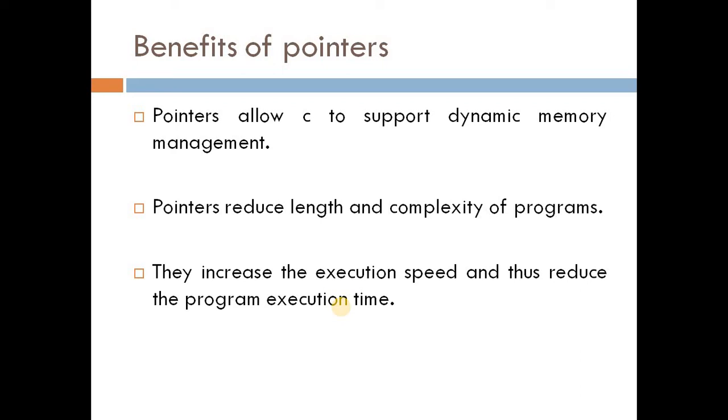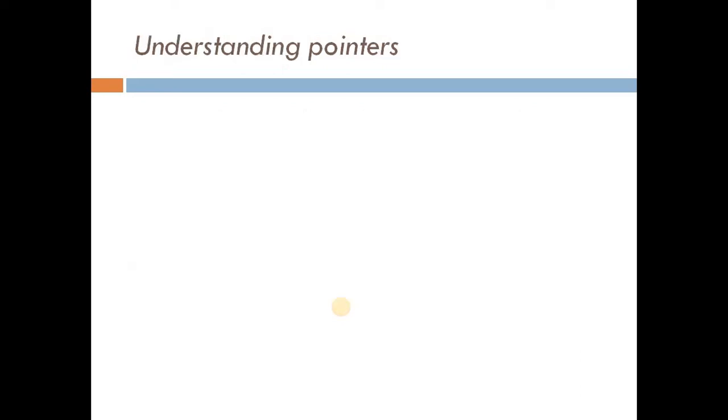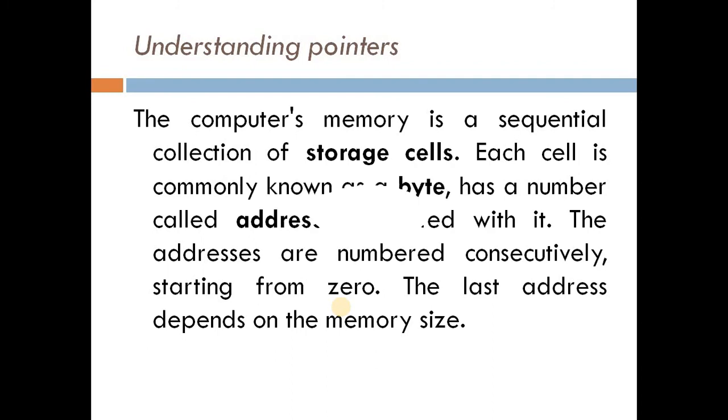So this was an introduction of pointers. Next we are going to see understanding pointers. The computer's memory is a sequential collection of storage cells. So we can see computer memory as a sequential collection of storage cells, commonly known as bytes, each of which has a number called address associated with it. The addresses are numbered consecutively starting from 0. The last address depends on the memory size.